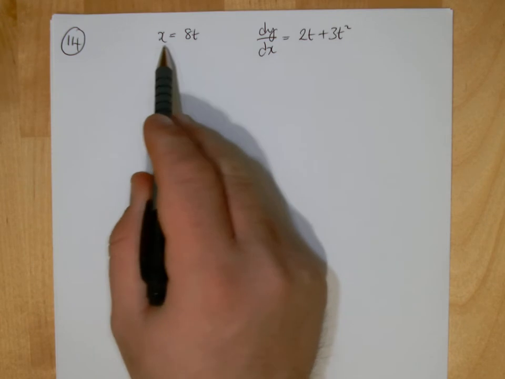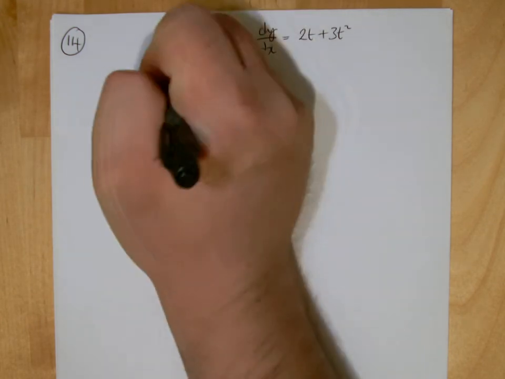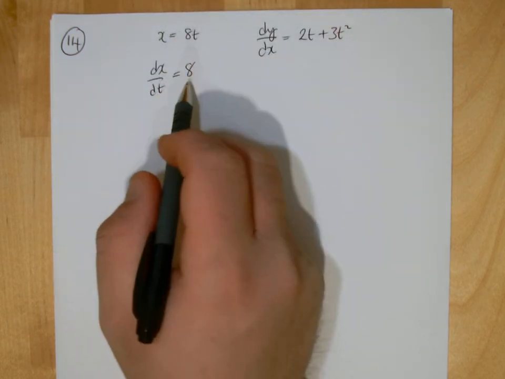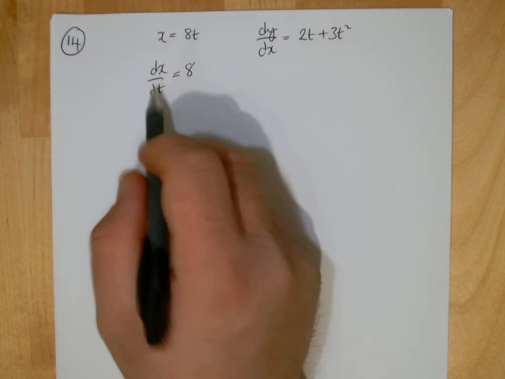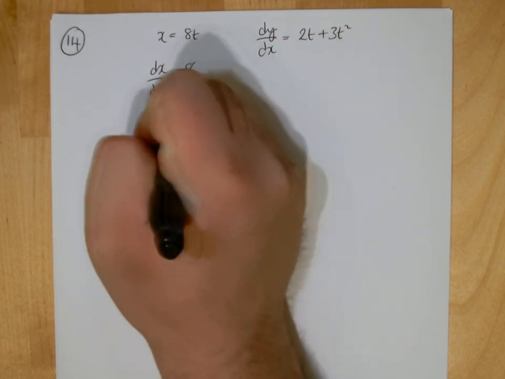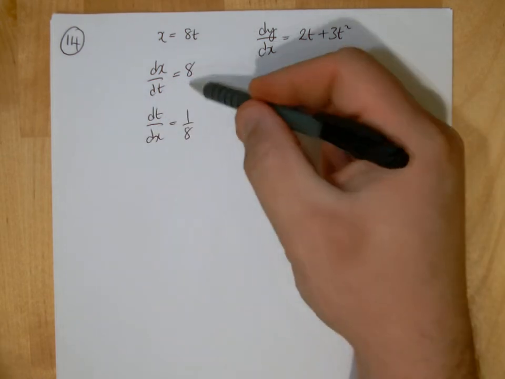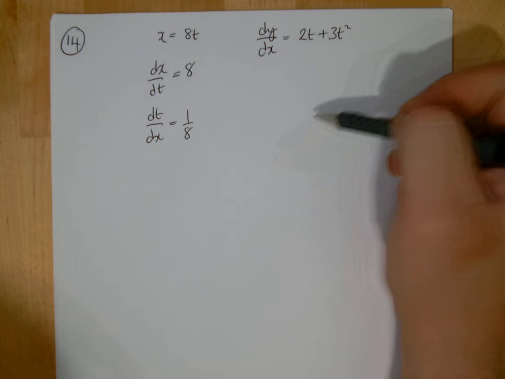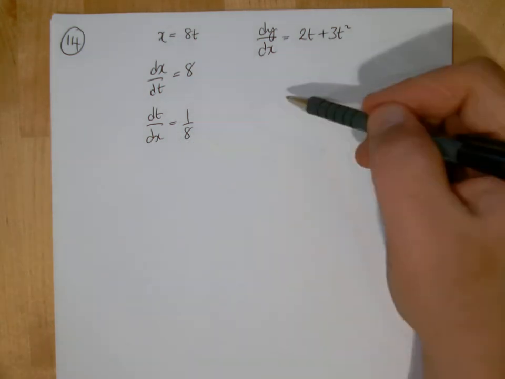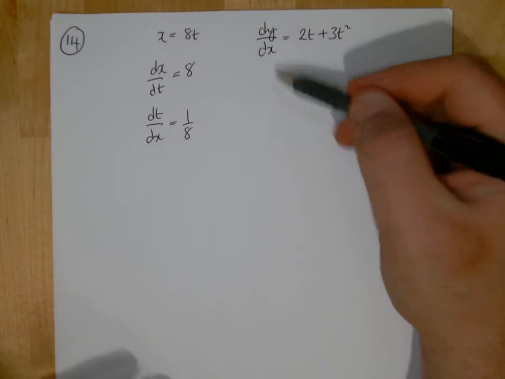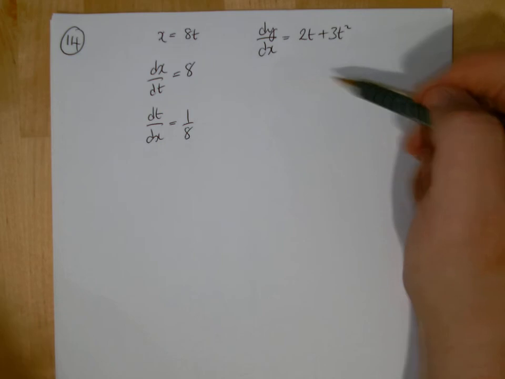Now, this is straightforward, isn't it? Because if you've got x in terms of t, dx/dt, you can be done, and that just becomes 8 when you differentiate this with respect to t. And don't forget, of course, we need to flip this, so dt/dx will equal 1 over 8. Flip 8 over 1 becomes 1 over 8. Now we've got dt/dx. There's no way I can get dy/dt. It's just not possible because I don't know what y is in terms of t.